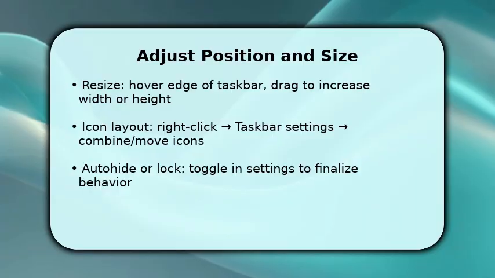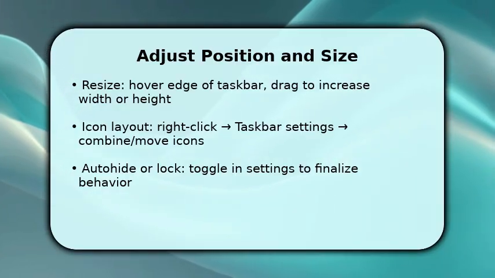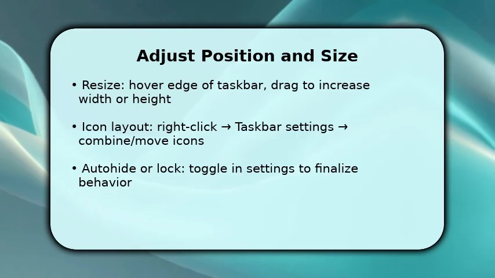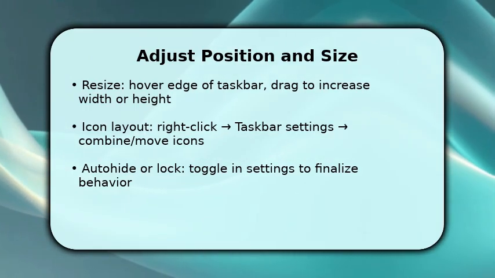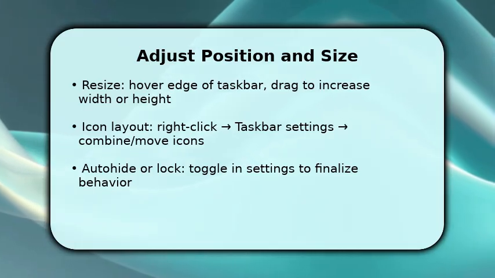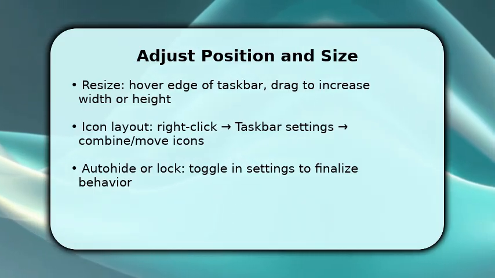Open taskbar settings to adjust icon combining, notification area items, and orientation. That explains why items may rearrange. Enable auto hide if you prefer more screen space, or lock the taskbar to prevent accidental moves.